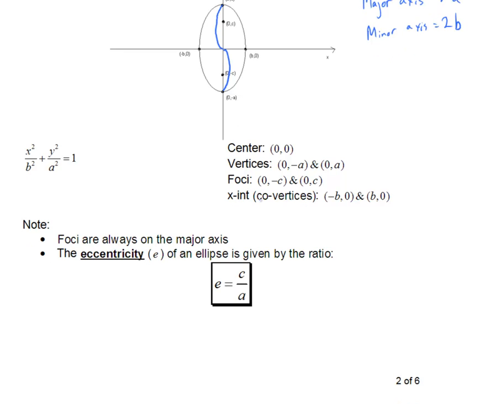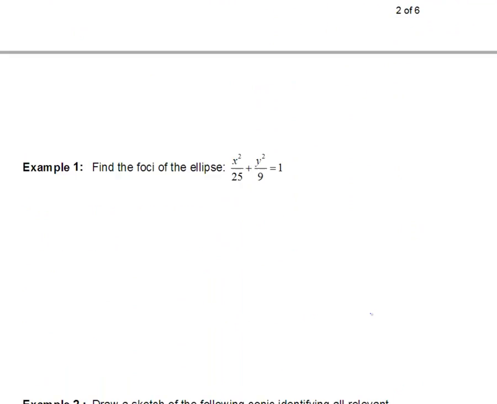One other property of ellipses is they have an eccentricity, which is basically how stretched or how close to a circle they are. And eccentricity is found by dividing c, which is the distance to the foci, by a, which is the distance to the vertices. And that gives us a number that's going to be less than 1. So let's look at these examples then.